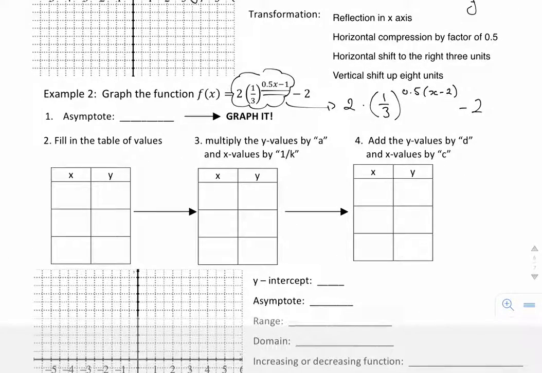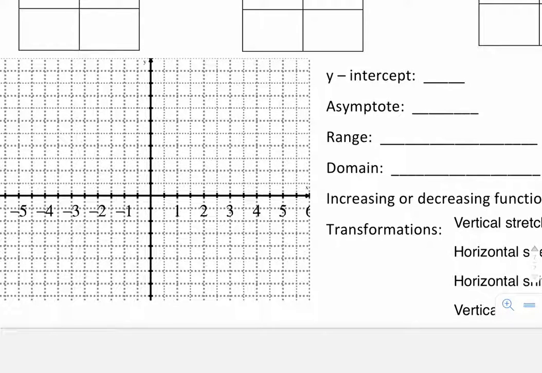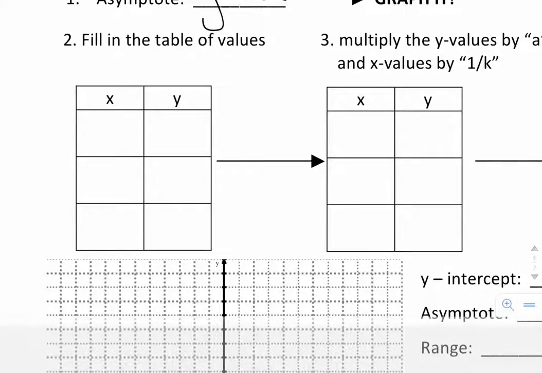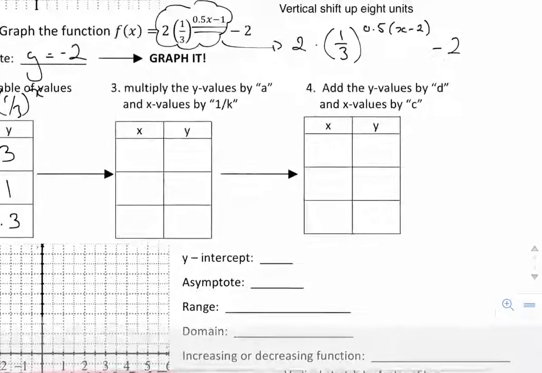So our asymptote in this case is y equals -2, and if I were to graph that, again using the red, -2 is going to be over here, broken line, there we go. And now let me put in my x values. So I have -1, 0, and 1. The base function is y equals 1 over 3 to the exponent x, and I'm going to get a 3, 1, and 0.3 for my y values.